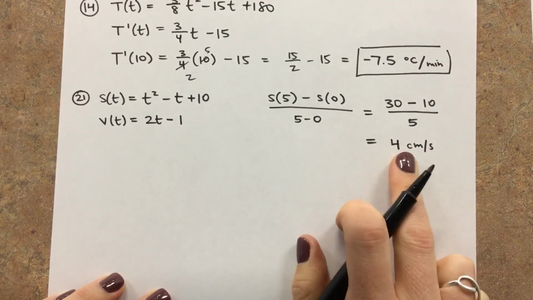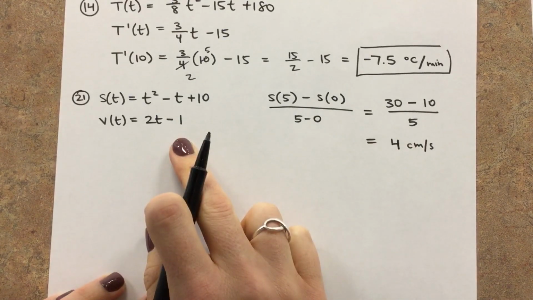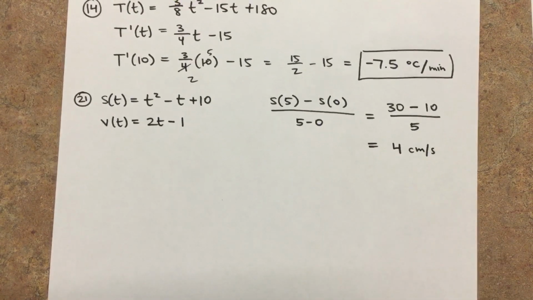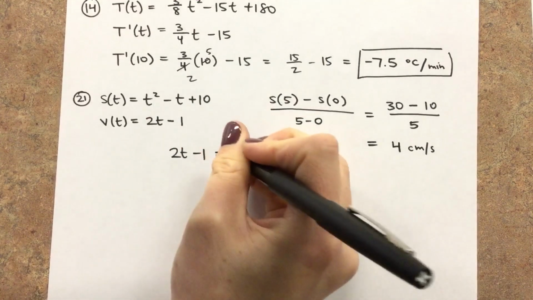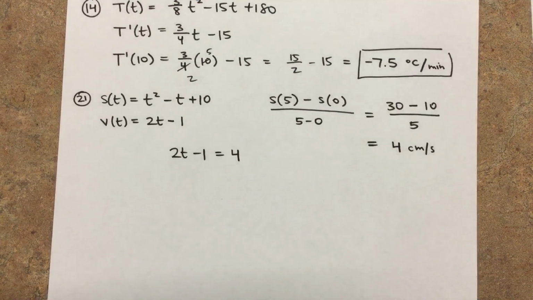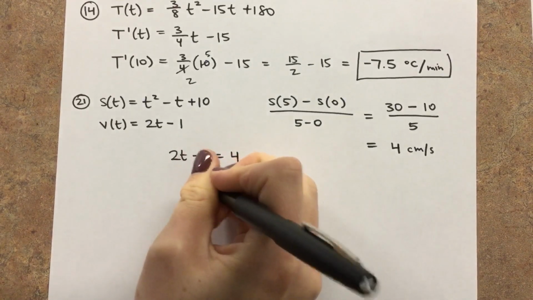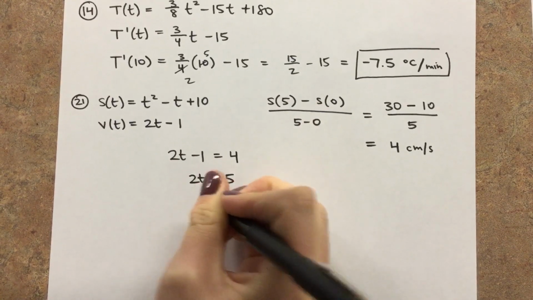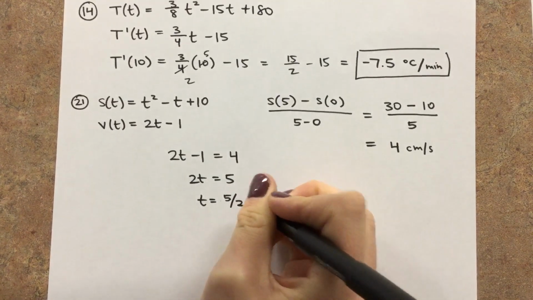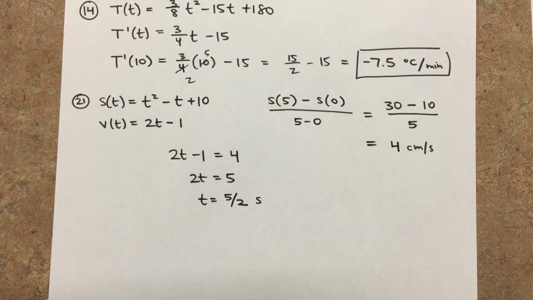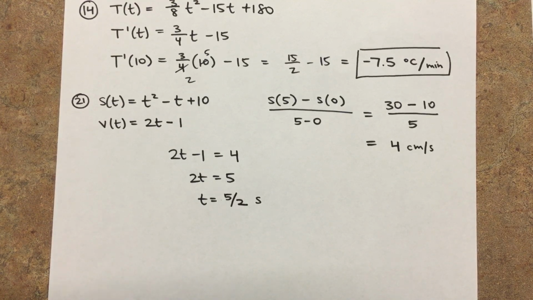The question asked, is there a time when the instantaneous velocity is the same as the average velocity? So what we do is we set the formula for the instantaneous velocity equal to that value, and then it's just a very simple equation. So add 1 to both sides and divide by 2. And then we end up with 5 halves, and t is in seconds. So it's exactly in the middle that it's equal to the average rate of change. That's just kind of a coincidence there, so don't make a pattern out of that. It just so happens to be that way with this one.